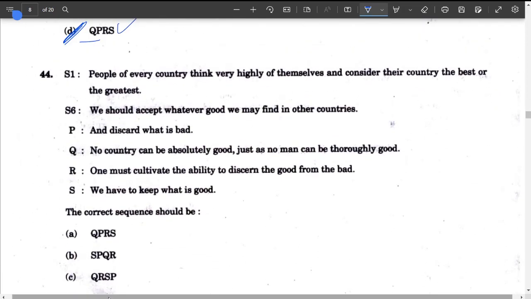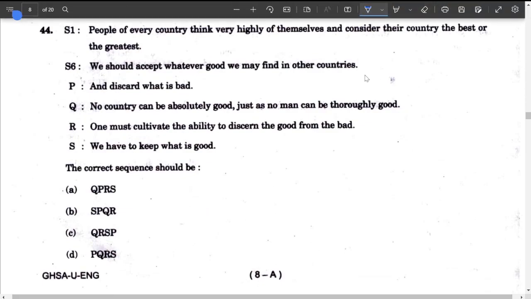People of every country think very highly of themselves and consider their country the best or the greatest. Okay, look at this here. Discard, no meaning in the beginning. We have to keep what is good. Maybe no country can be absolutely good. Why good here? Somebody is thinking about the best way. So Q is somewhat related. One must cultivate the ability to discern the good from the bad.